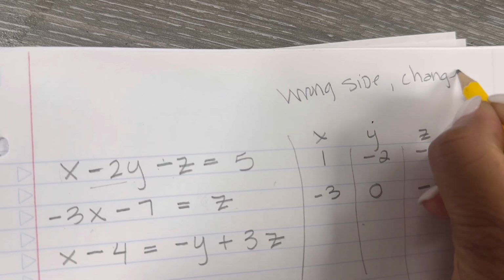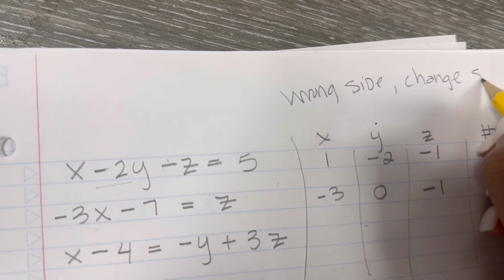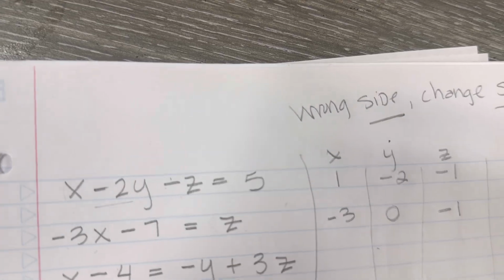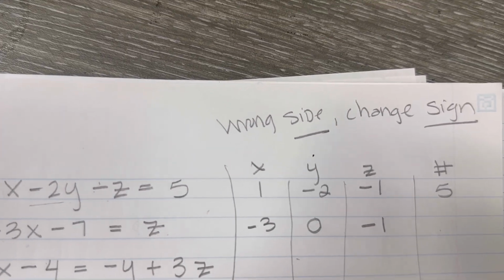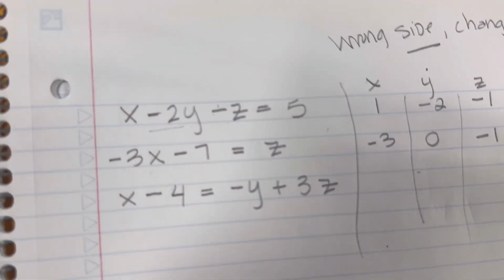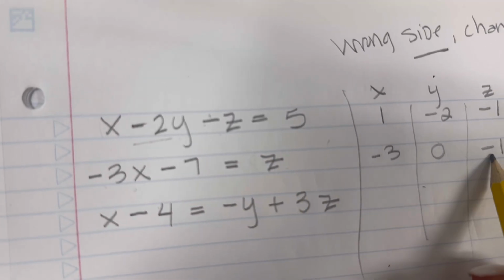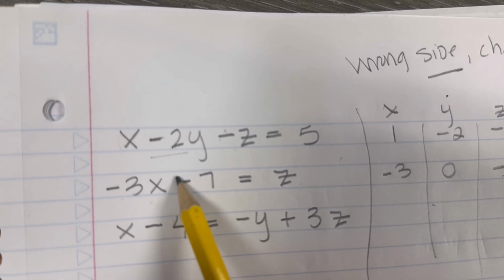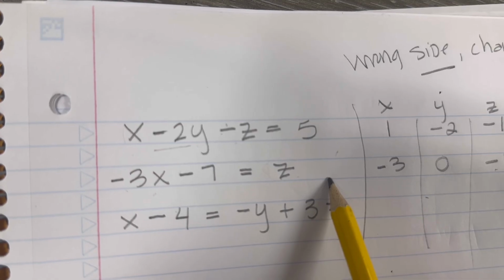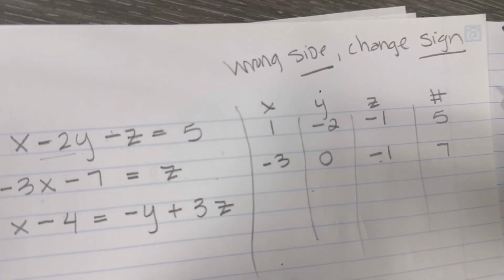It rhymes. If you can't remember, I don't know what to tell you, okay? Wrong side, change the sign. All right, z, wrong side, so it's negative 1. And then negative 7 should be on this side by itself, so positive 7.